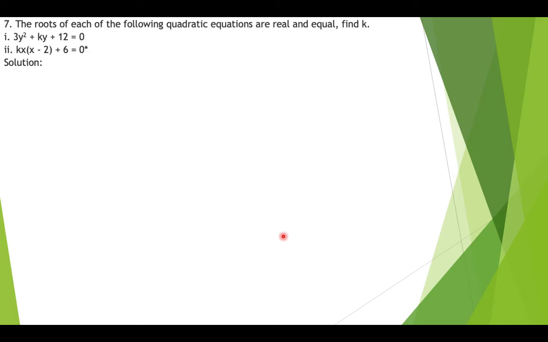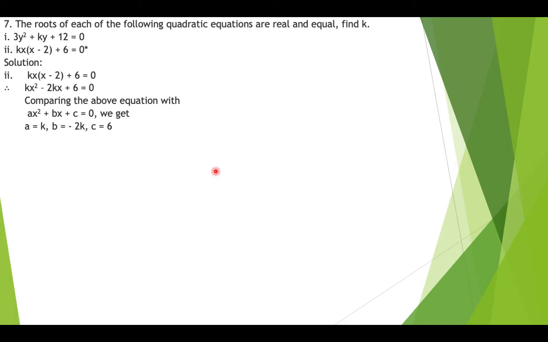Okay, now let us go for the last sum. I'm just going to do the second part of this. The first part is similar to the second one, so you can just solve it on your own. The roots of each of the following quadratic equations are real and equal. So what does this mean? Real and equal means that the delta, the discriminant, is equal to 0. So we have to find the values of a, b and c, and put b square minus 4ac is equal to 0 to find the value of k in the second equation.